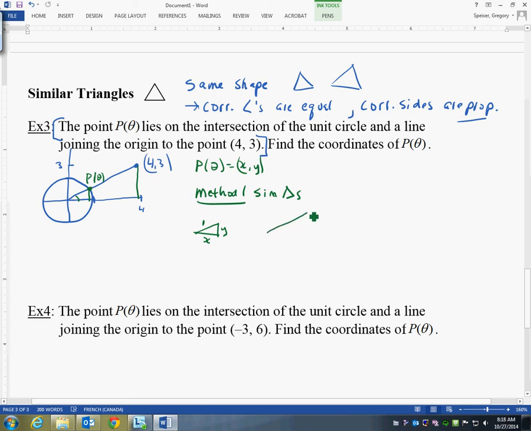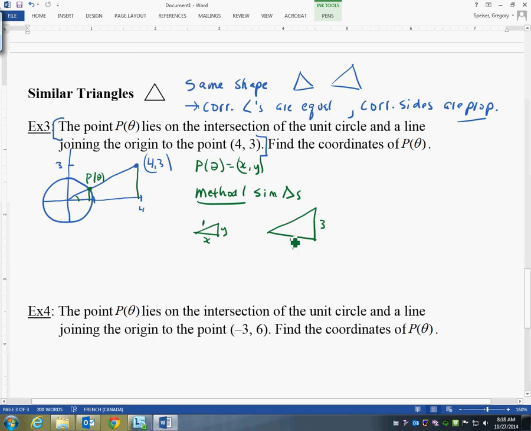So if I draw the big triangle, kind of going downhill here. All right, so this side, the x value, is 4, and this is the y value, 3, right? Because over here it says 4 comma 3. So this side is 4, and this side would be 3 long.